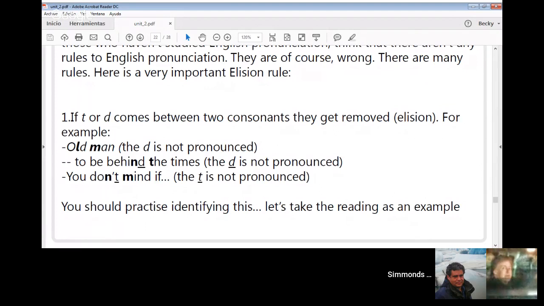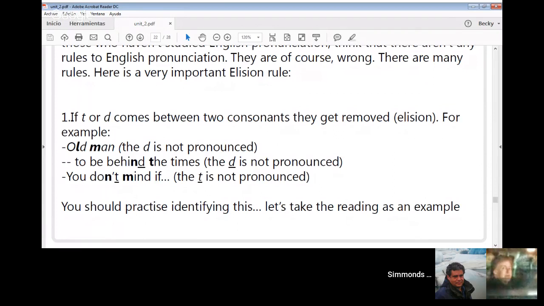The next one says to be behind the times. Again, this D I'm not going to pronounce. To be behind the times. And another thing I want to look at eventually will be word grouping, in which we put two or three words together. So like I did here, to be behind, to be behind. I said it super quick, and I'm grouping to be behind, and then later saying the times in one group. So to be behind the times.